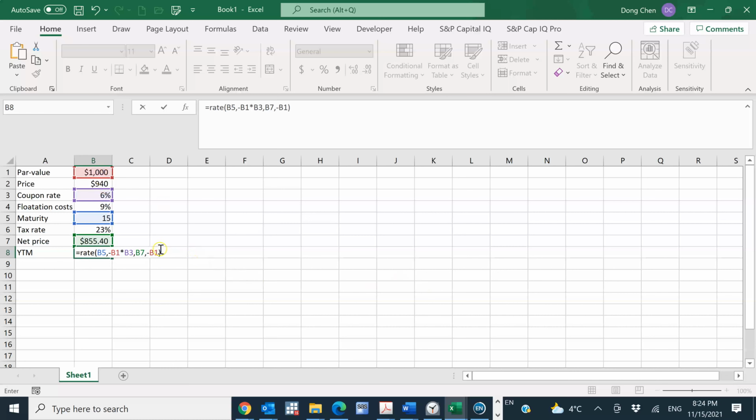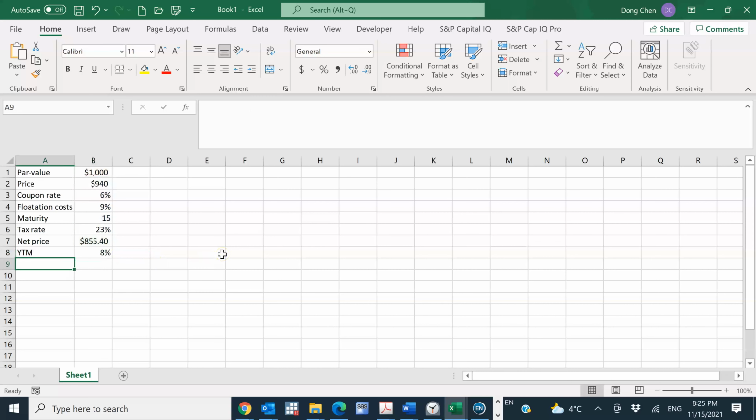So I can close this, because the other input, the type, refers to the beginning of the year or end of the year convention. By default, it's the end of the year convention. And guess means the starting value for Excel to try for the discount rate which balances the equation, and Excel will keep trying until it reaches convergence. If we don't set it, the default guess is 10%. So I just choose that.